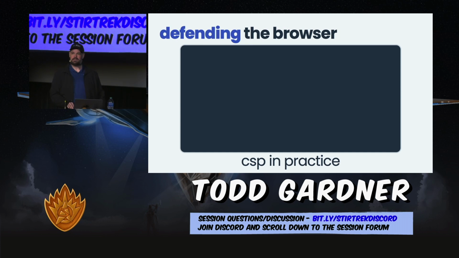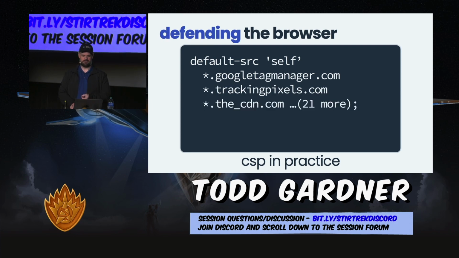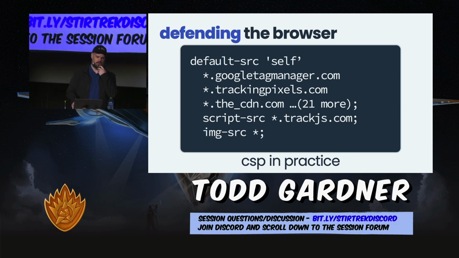Unfortunately, when you put it in practice on the web, it ends up looking like this, where we start with secure by default. But then we need Google Tag Manager, and we're going to need some tracking pixels, and we're going to need the CDN, and this, and that, and the other thing, and 21 more things. Oh, and we're going to load some scripts from Track.js. Oh, and I want to load images from anywhere. And this list just gets bigger and bigger and bigger, and every one of these becomes not just trusting the specific thing, but that thing will never change to do something bad later.